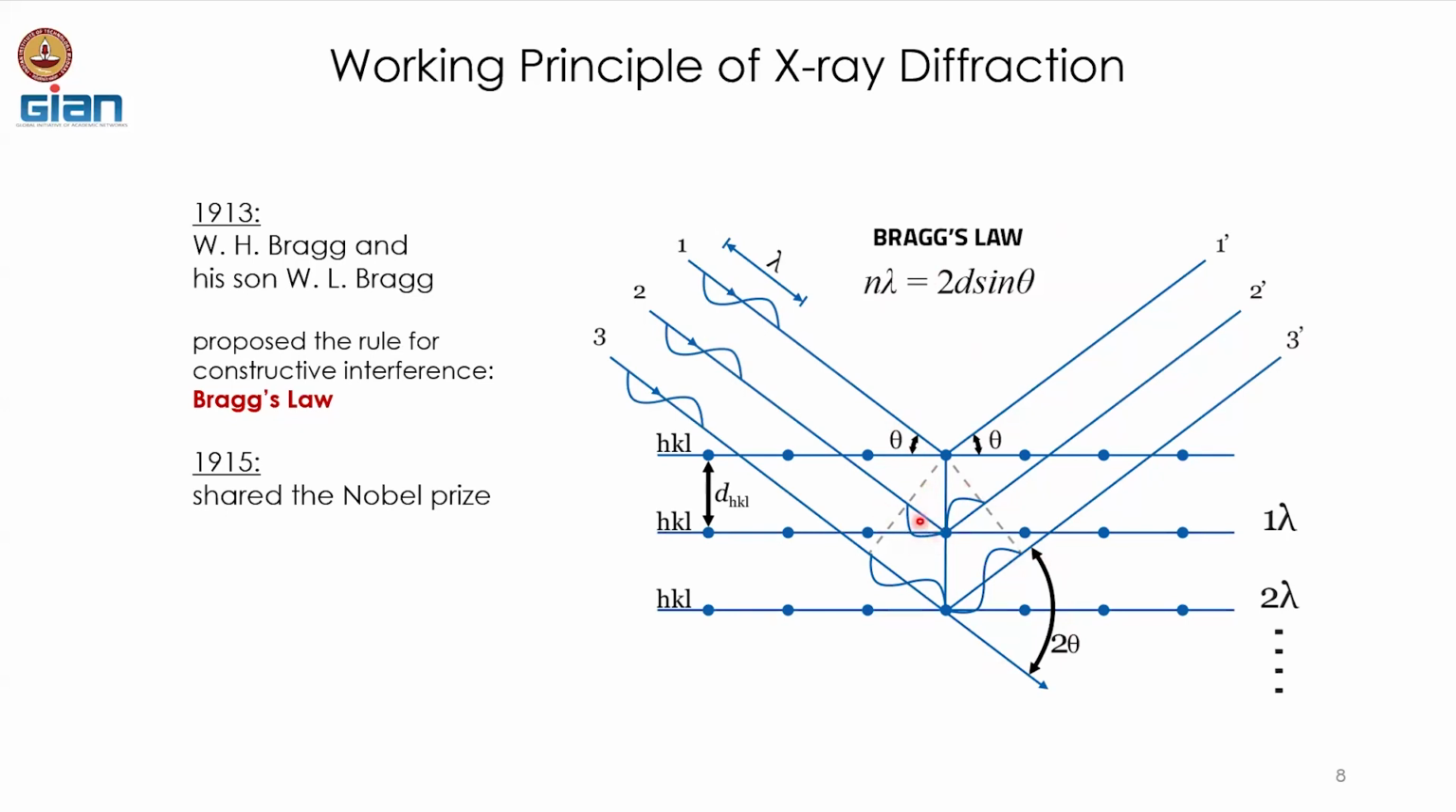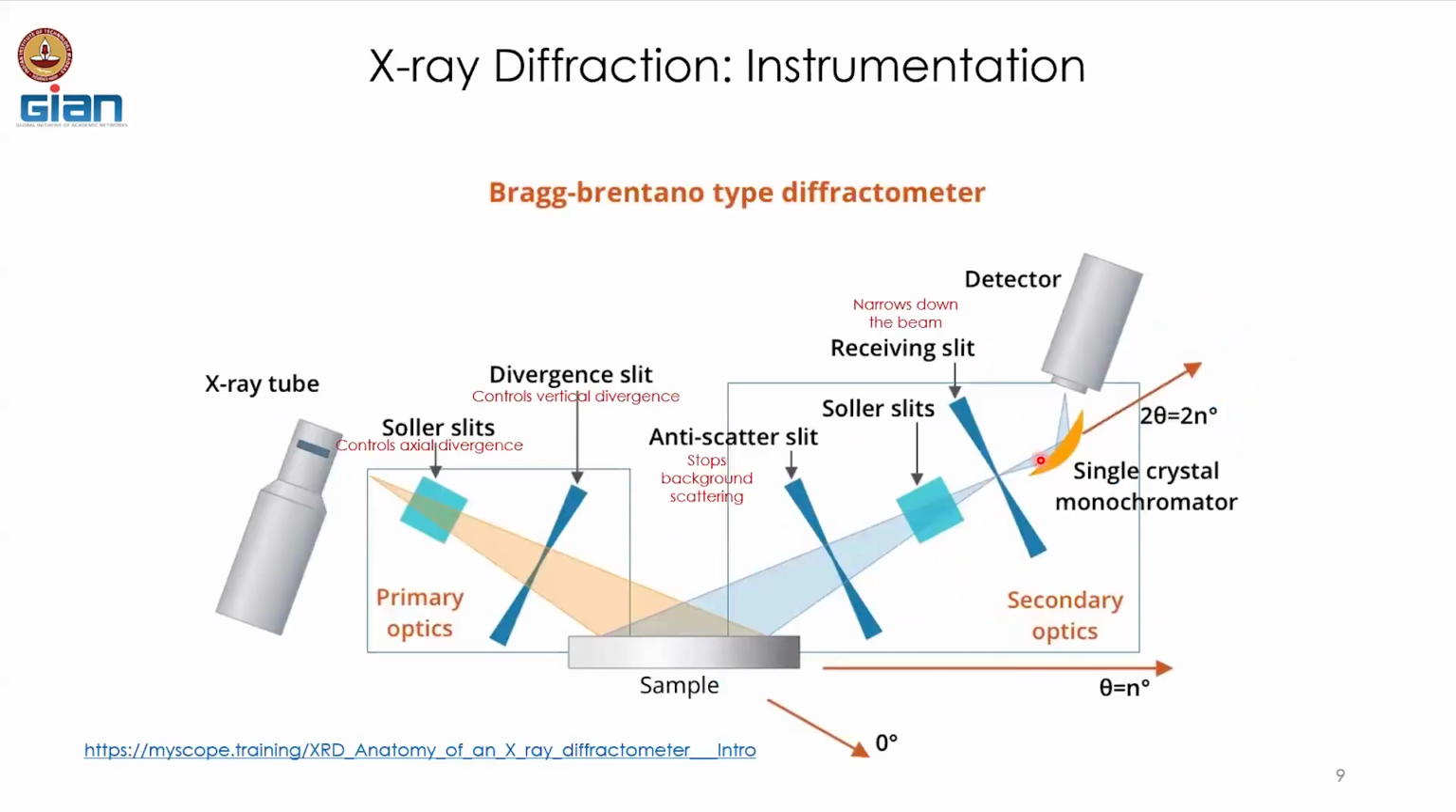Since the arrangement of the atoms in different crystals is going to be different, the theta for the constructive interference is going to be different. From that we will get to know what type of material we are investigating. Okay. So, this is a simple schematic of how XRD works.